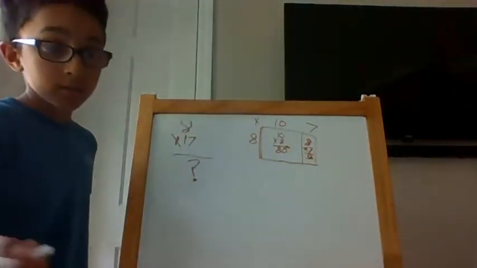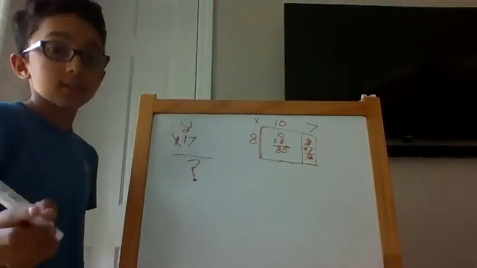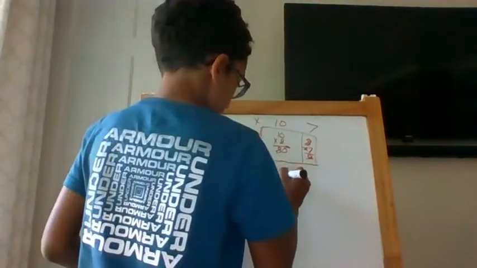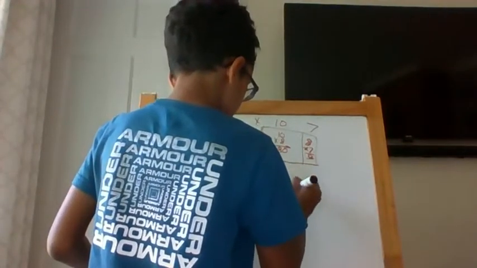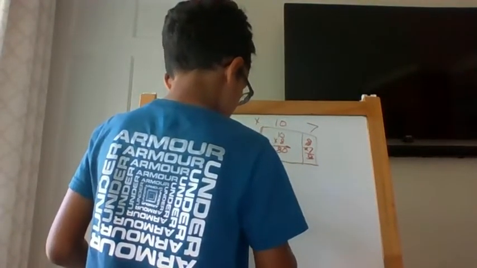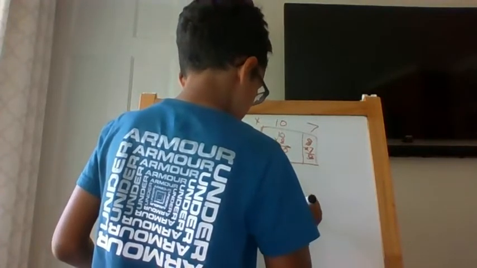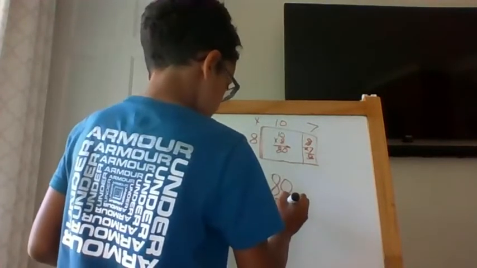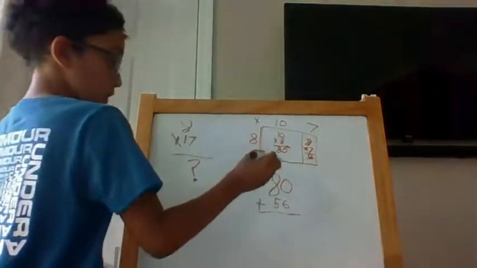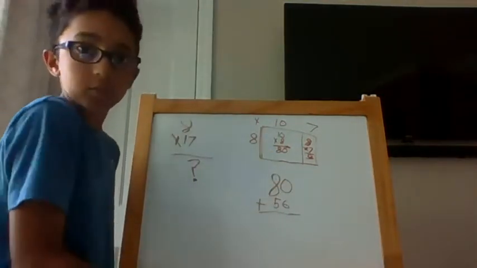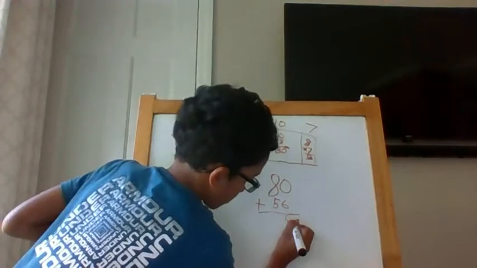Are we done? No, we are not done. We have to add 80 and 56. So 0 plus 6 is just going to be 6. So I'm going to put 6 right there.